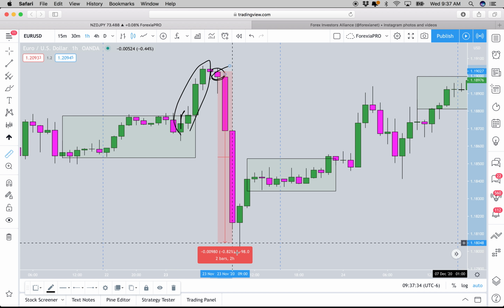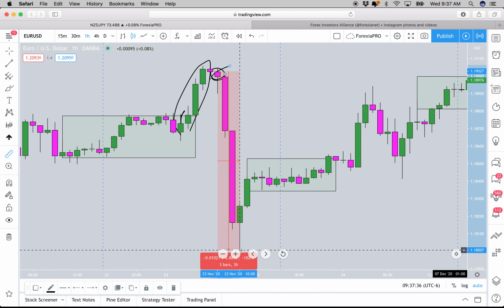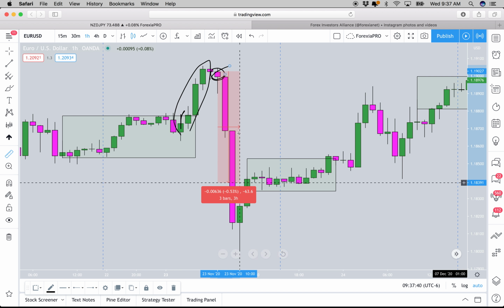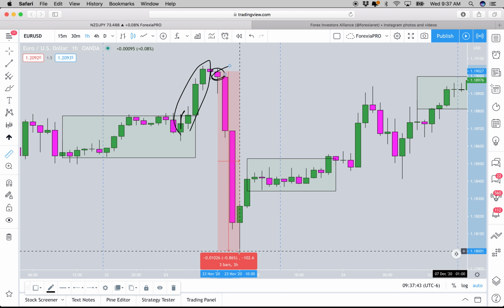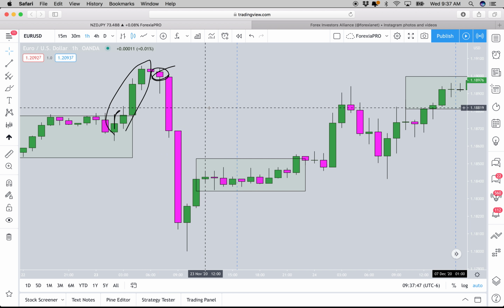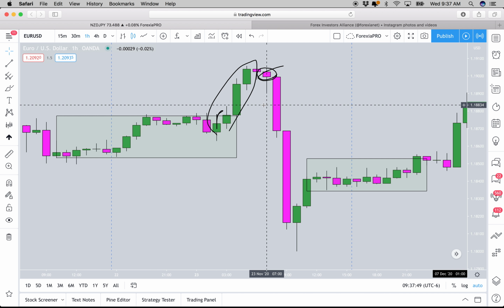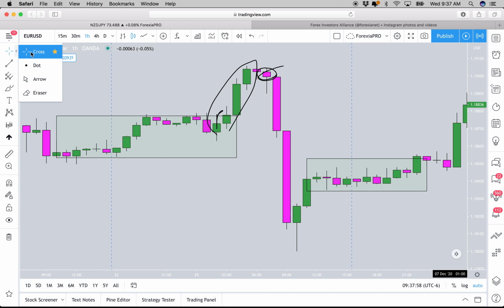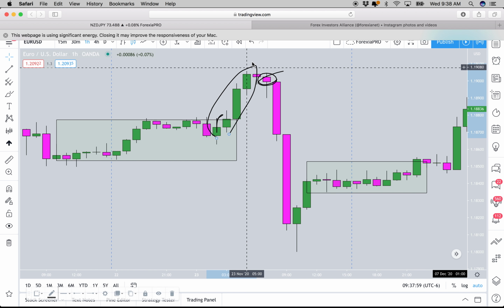Now, I'm not exactly positive that this was a news event. I'm pretty sure it was a news event just by looking at how volatile this was. It was a 100 pip move. You could have easily caught this 100 pip move just by understanding the session characteristics. That's all.